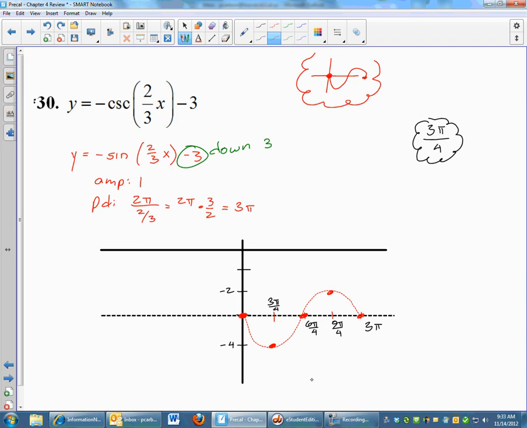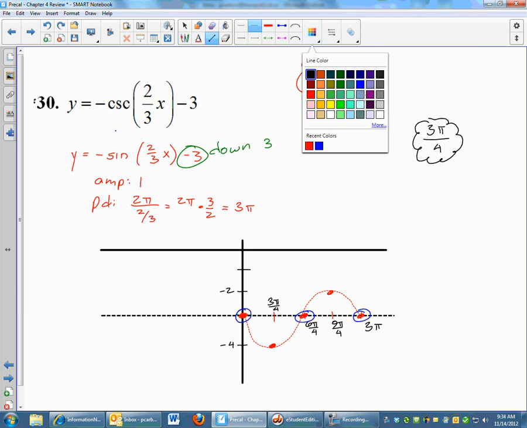It's going to look something like that. And for the sake of time, I'm not going to do another period. I do know that my cosecant, because remember we're trying to get cosecant, will have vertical asymptotes everywhere this thing hits the midline. So let's get my vertical asymptotes going.